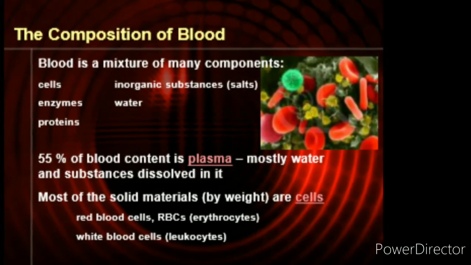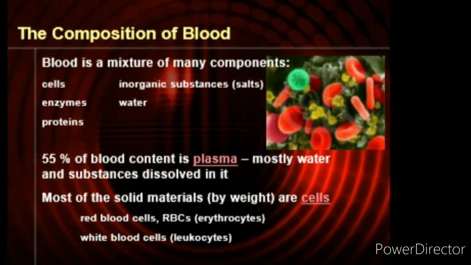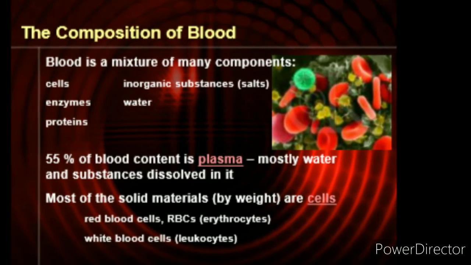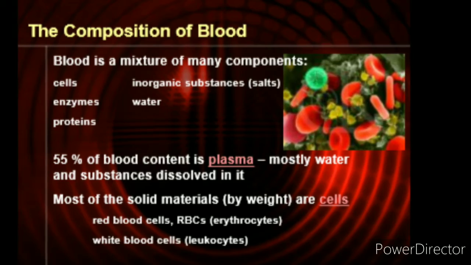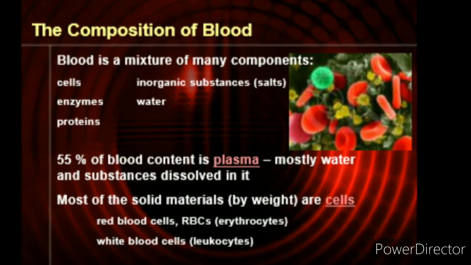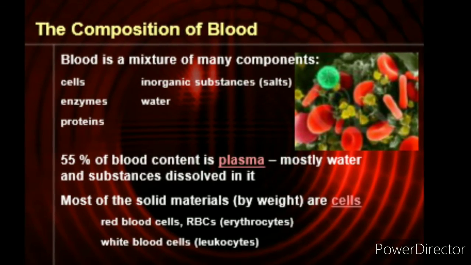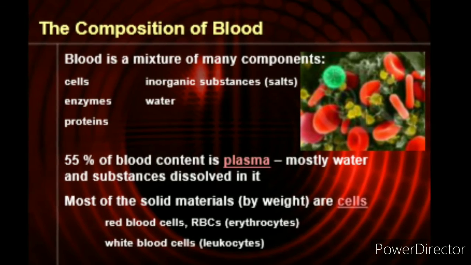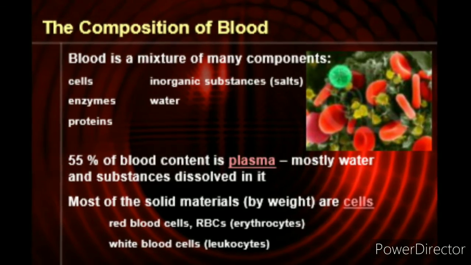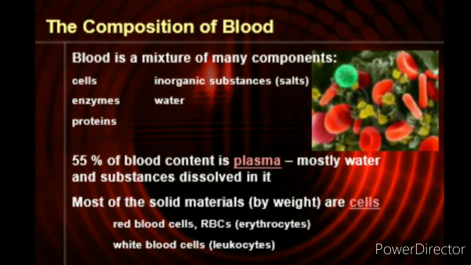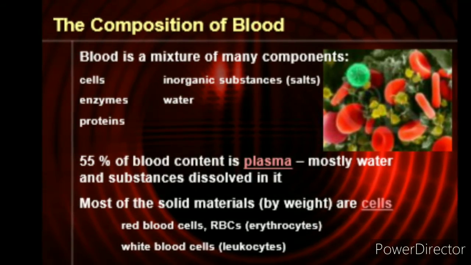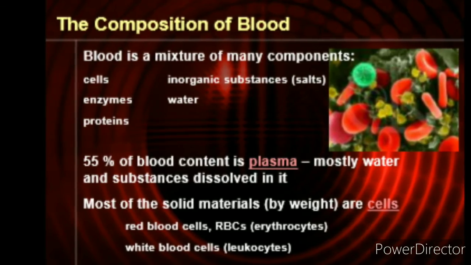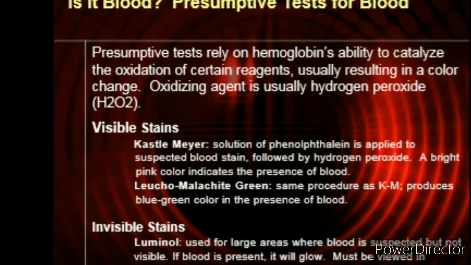The composition of blood. Blood is a mixture of many components, including cells, enzymes, proteins, inorganic substances, and water. 55% of blood is plasma, mostly water and substances dissolved in it. Most of the solid materials, by weight, are cells: red blood cells and white blood cells.